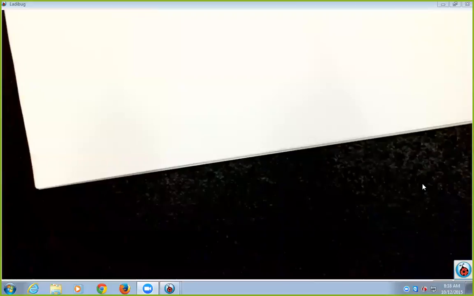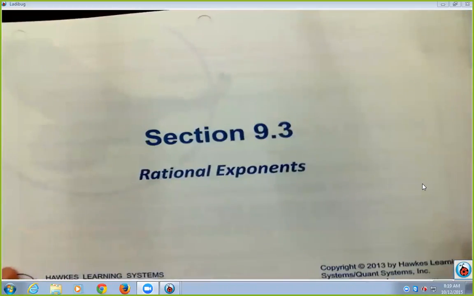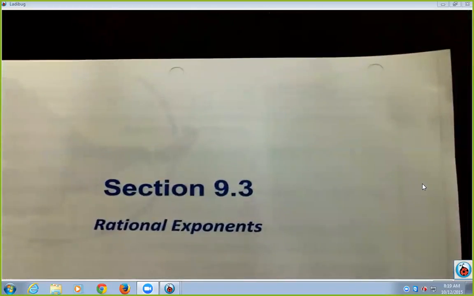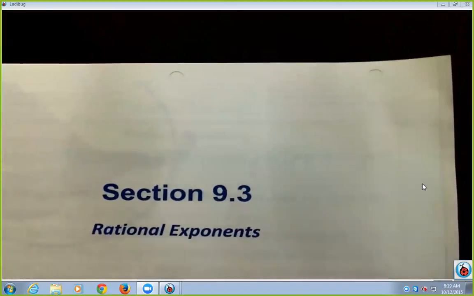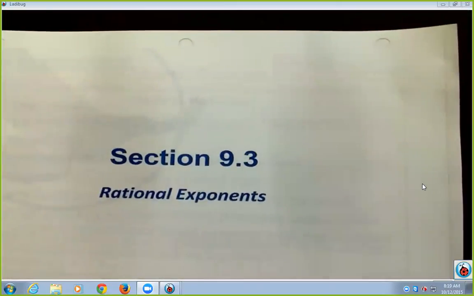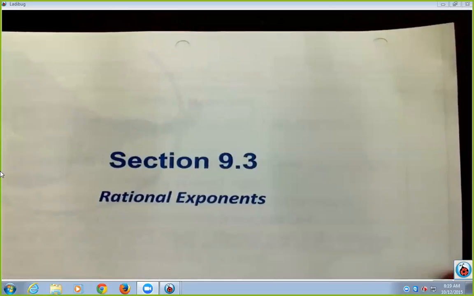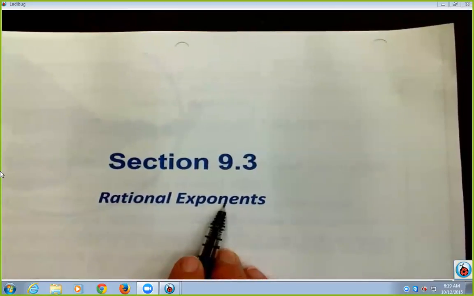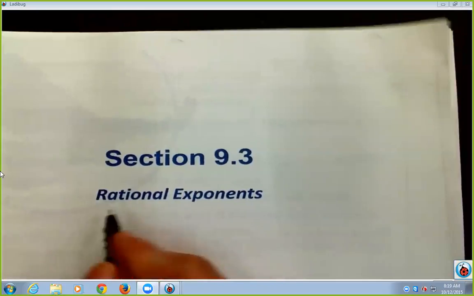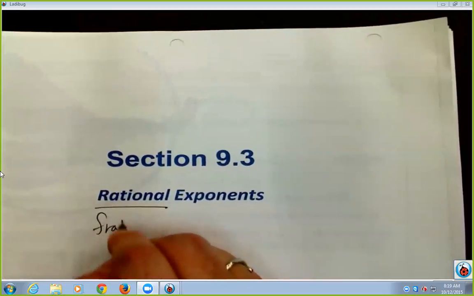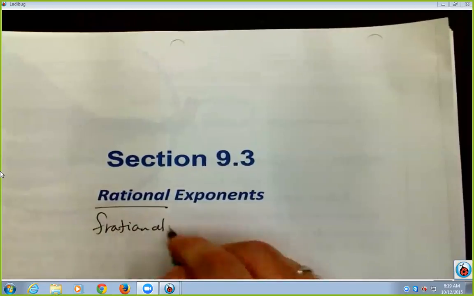So 9.3, if we get started on that section. In 9.3, I'll get my thing back around here so it's nice and semi-straight. If I can get it there. So in 9.3, we're going to look at rational exponents. And rational exponents, again, are fractions, or fractional exponents.